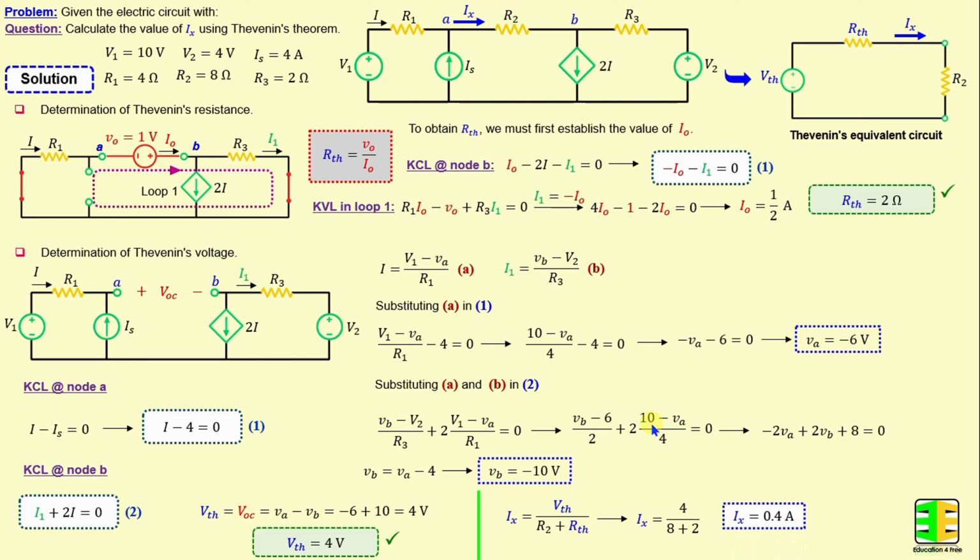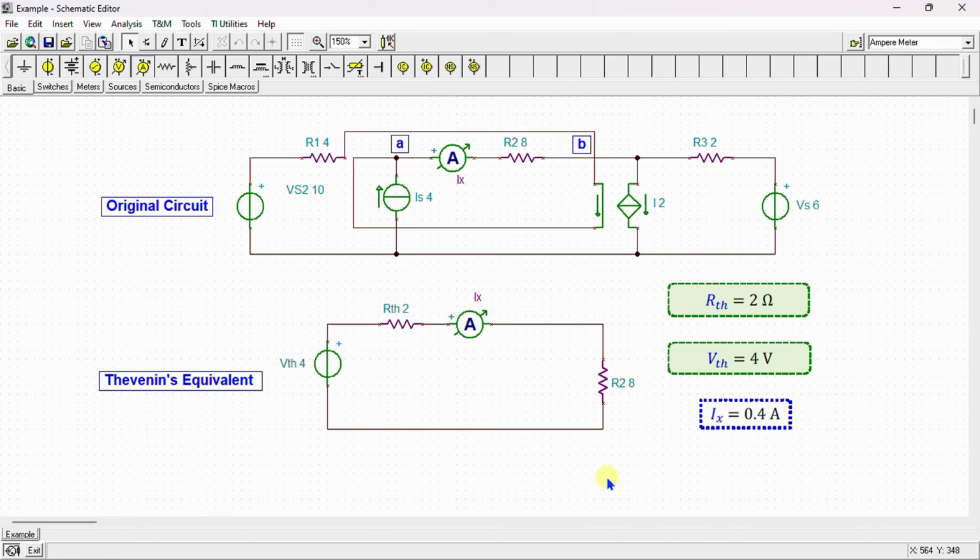Now let's proceed to the SPICE environment. Here is our network drawn in the SPICE simulator. This is the original circuit and this is the Thevenin's equivalent circuit between terminals A and B. I connect here an ammeter in order to measure the current IX through the resistor R2, and here I connect an ammeter in order to measure the current IX through the resistor R2 in the Thevenin's equivalent circuit.